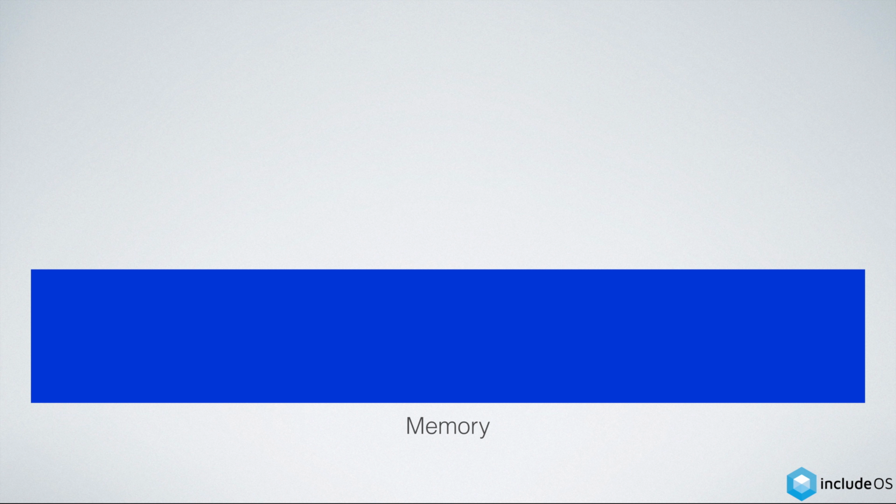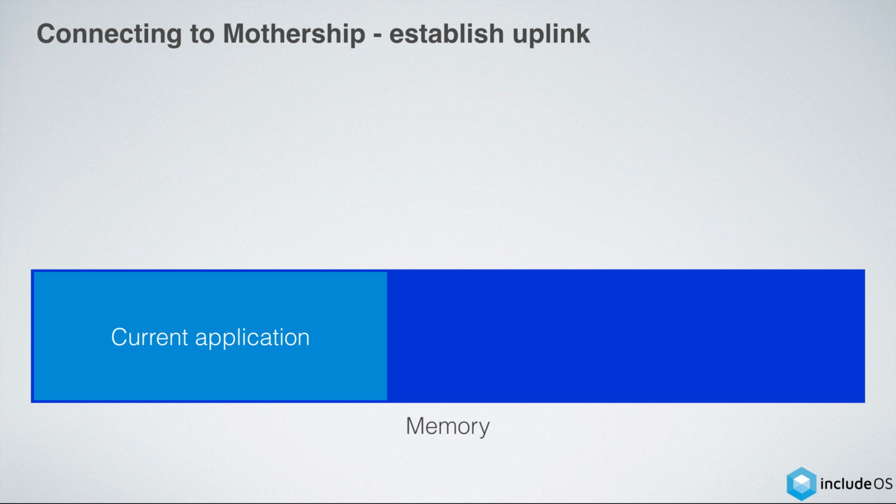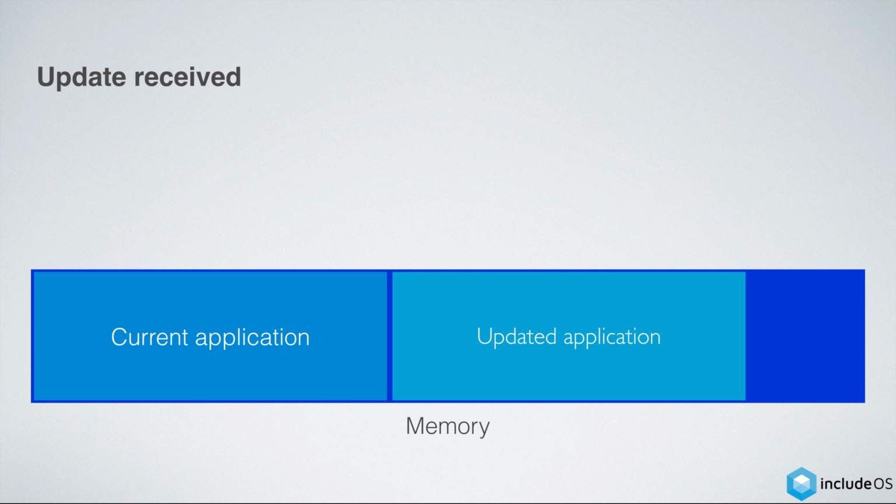The update itself happens through what we call live update. So when an IncludeOS instance is first booted up, it resides in memory. Then when the mothership wants to deploy a new application onto that starbase, through the uplink, it will download a new version of the application.